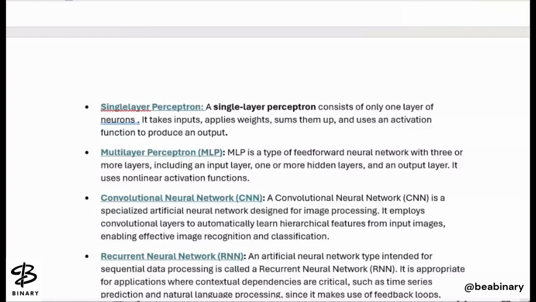So in the next lecture, we will talk about the other neural networks also and the genetic algorithm.